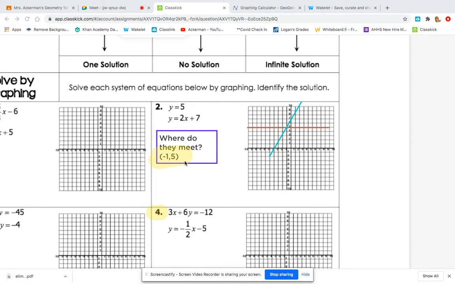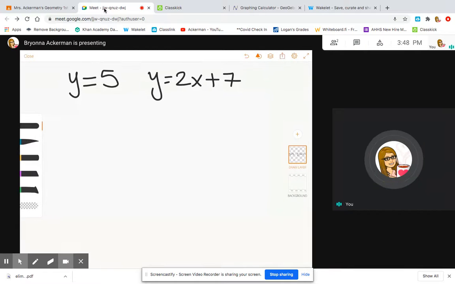Now I'm going to show you the same problem. I'm actually going to do the exact same problem, but I'm going to solve by substitution instead. And then we'll do a harder one also. So I'm just going to steal the same problem, y equals 5, and y equals 2x plus 7. We already know the answer: it's -1, 5. But we're going to try a different way, and I want to see if we get the same answer.